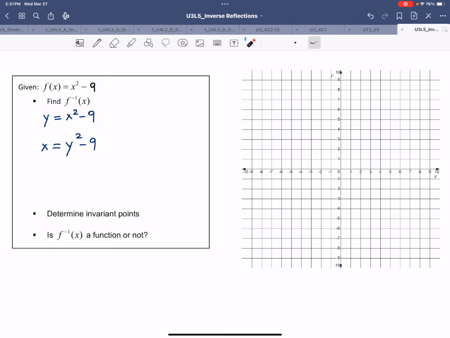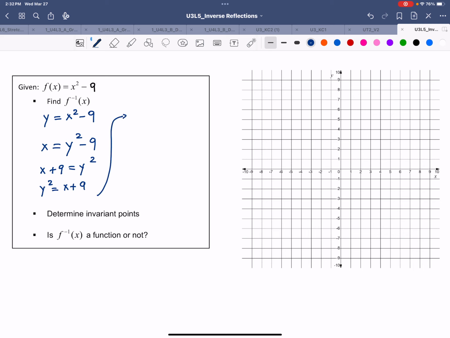Now we need to solve for y because this is our inverted relation, and we need to solve for y in order to write the equation in the form y equals whatever it does in terms of x. So we'll have to take negative 9 to the other side. Rewrite it as y squared equals x plus 9.